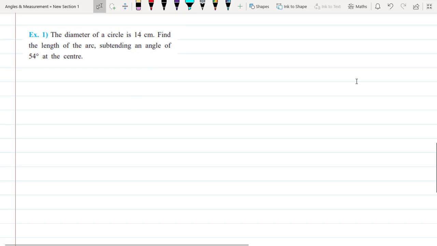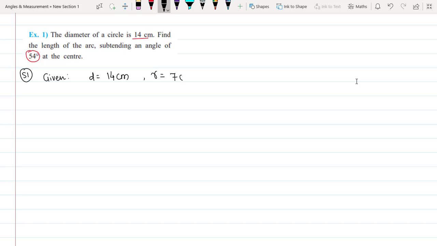The diameter of a circle is 14 centimeters. Find the arc length subtending an angle of 54 degrees at the center. First step is what? Write down the given information. The diameter d is given, which is 14 centimeters. So what will be the radius? It's 7 centimeters. The angle subtended at the center is denoted by theta, which is 54 degrees. They are asking for the length of arc, so the length of arc is denoted by s.